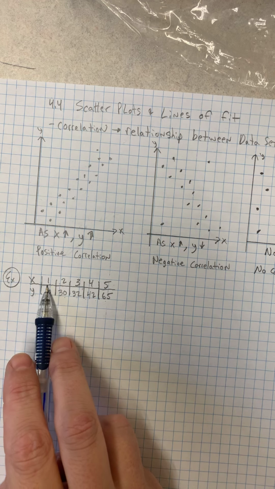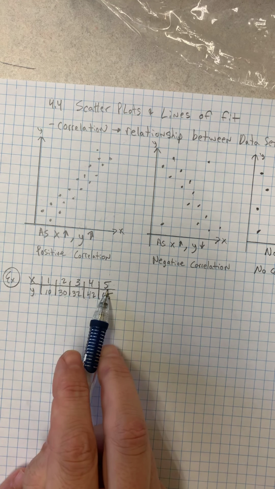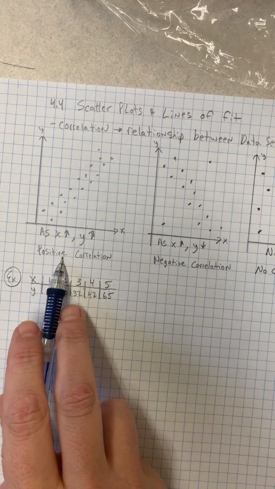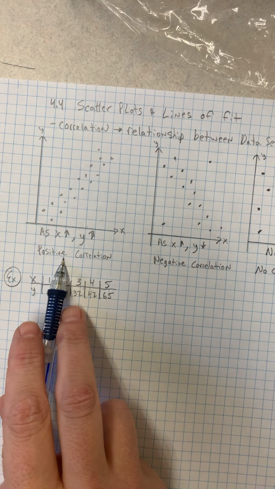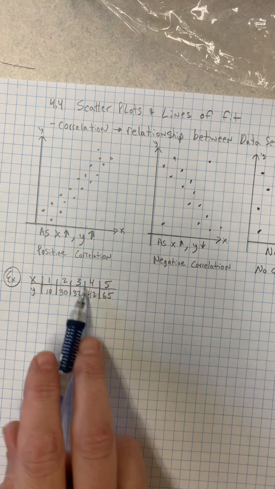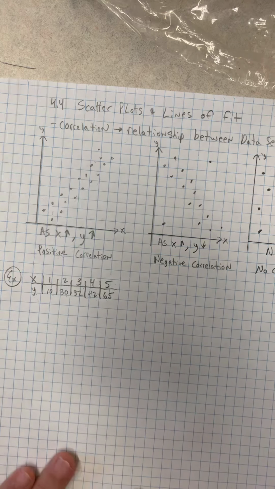But I can say that as my x is getting bigger, my y is getting bigger. So I'm already thinking, I'm gonna have some sort of positive correlation. They're certainly not gonna all lie on the same line because I don't have a constant rate of change. It's gonna look like this. It's gonna look like a scatter plot.